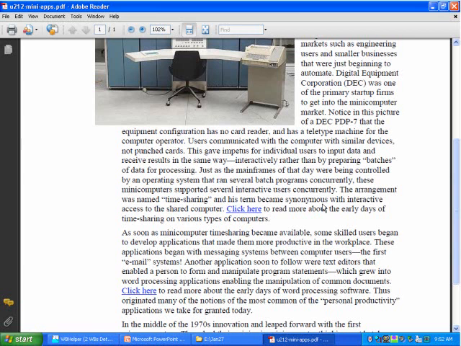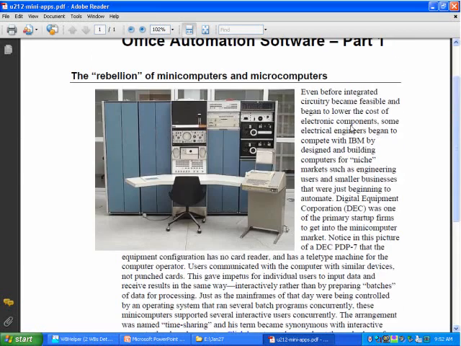However, in the early 1970s, people using mini-computers, and as programmers using them, started to write programs that turned into word processors. And this is where productivity software and office automation came from.